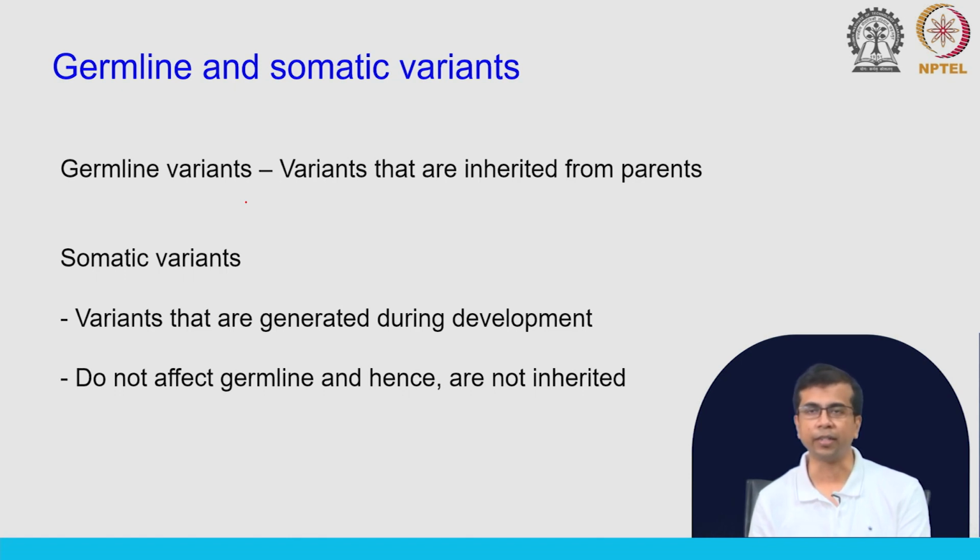I hope it is clear what germline variants and somatic variants are. In our body, germline variants will be present in all cells, whereas somatic variants will be present in only certain cells or certain tissues, and these variations can be different from one tissue to another.